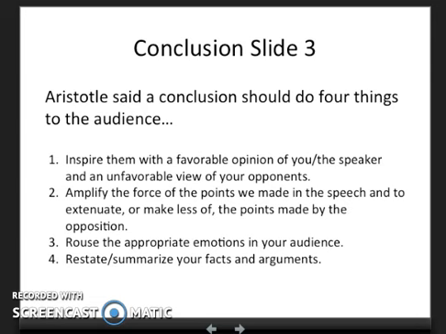So Aristotle said a conclusion should do 4 things to the audience. It should inspire them with a favorable opinion of you as a speaker and an unfavorable view of your opponents. Now you don't have to go that far, but you can if you want. He also said it should amplify the force of the points you made in the speech and extenuate, or make less of, the points made by the opposition. You can rouse the appropriate emotions in your audience, and you should restate or summarize your facts and arguments. Now, you don't have to do all of those.